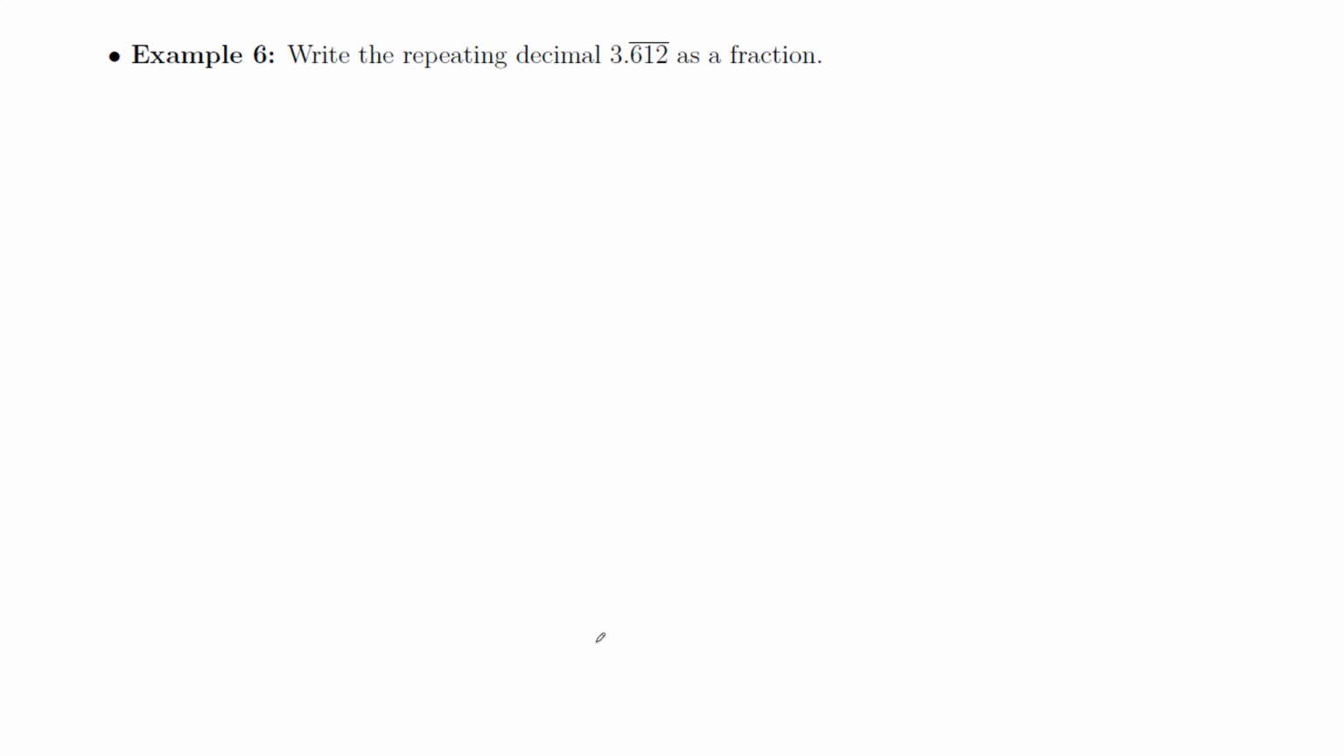All right, so for our last example, what I want to do is take this idea of a repeating decimal, 3.612, where the 612 repeats itself over and over, and write it as a fraction. When you learn about repeating decimals, you figure out that 2/3 is 0.6 with a bar.